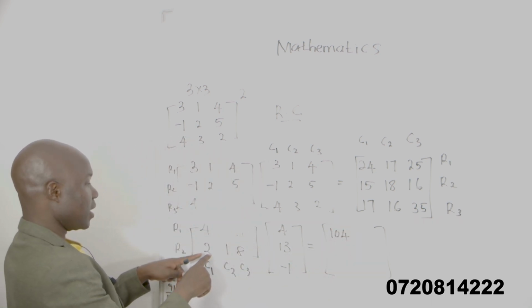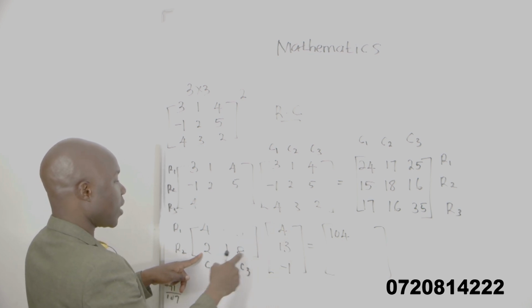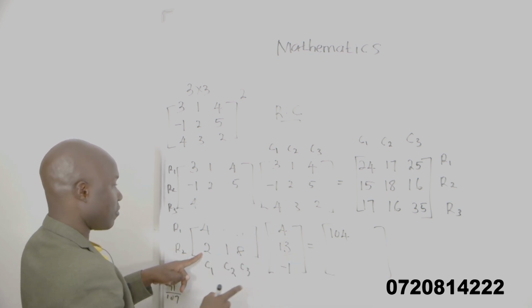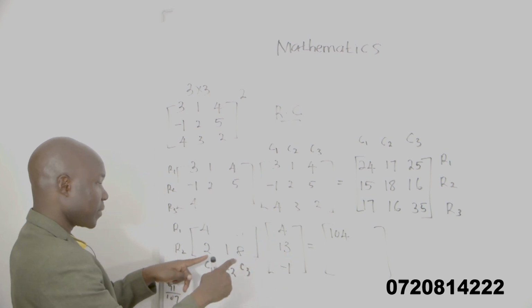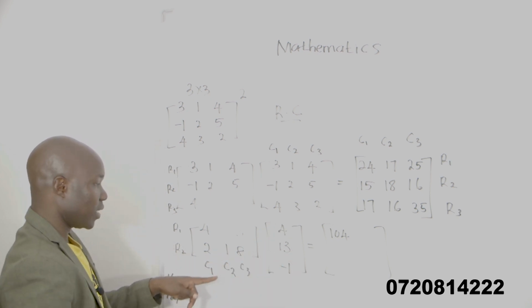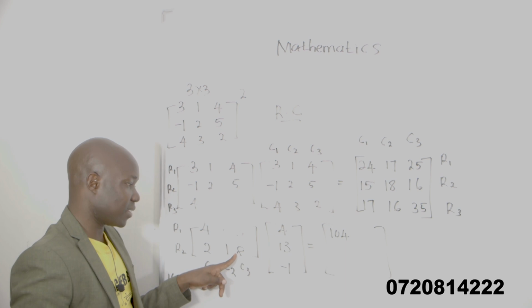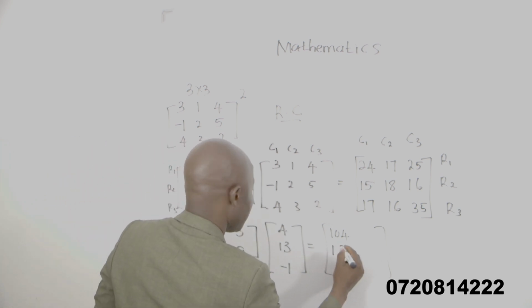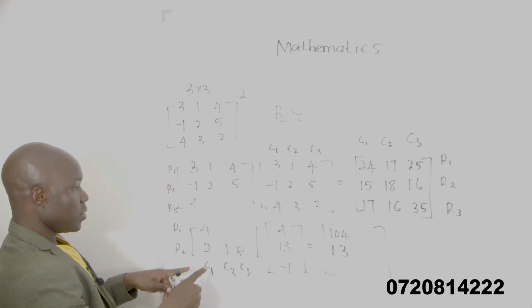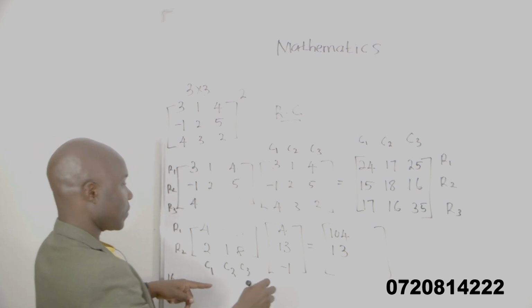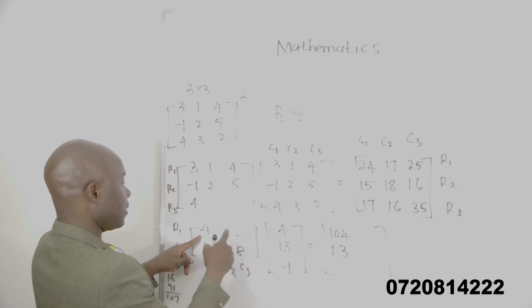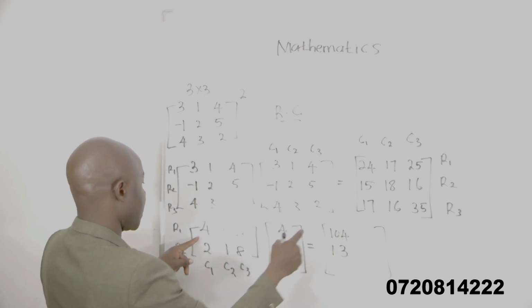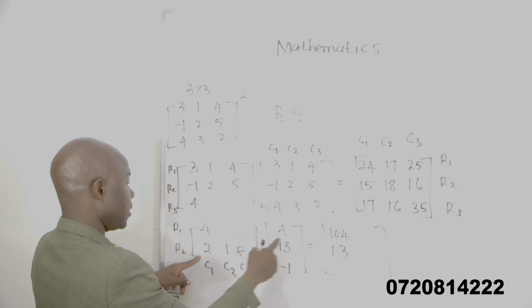Then when we come here, 2 times 4 plus 1 times 13 plus 8 times negative 1. So here is 8. 8 plus 13, we get 21. 21 minus 8 is 20 minus 7, which is 13. Then the same here, you see now we are already done. So we've multiplied this, this and that to get that. Then this, this and that.